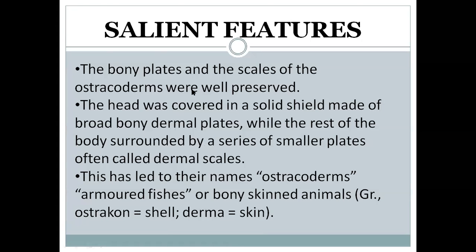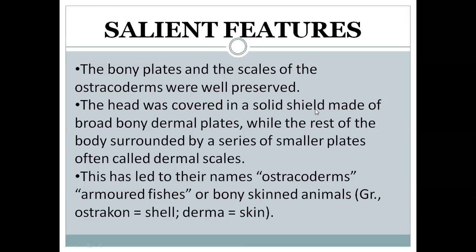The shield-like structures are armored plates or bony plates. They are of bony material in structure. These bony plates and scales of the Ostracoderms were well preserved, so scientists have collected these bony plates. Why? Because all the remaining body parts are very soft tissue, so they disintegrate and we cannot collect them. But these bony plates, as they are very hard structures, we can get them.